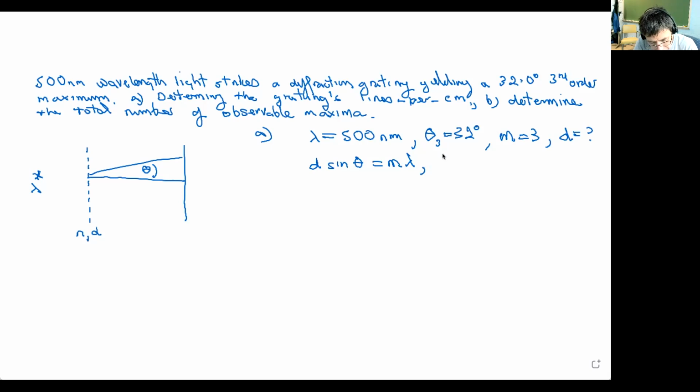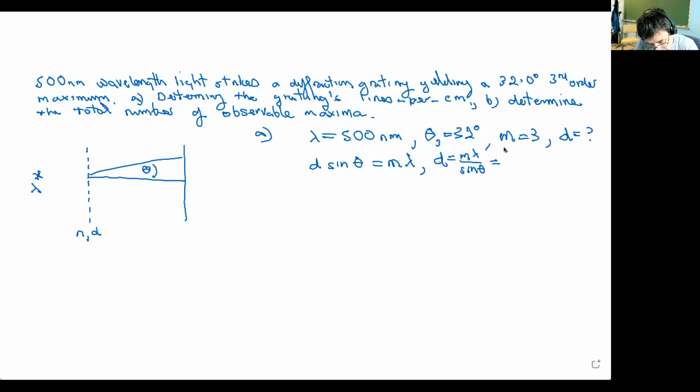In our case, we want to rearrange this equation for the spacing between the lines, the spacing between the slits. That's D, and D will equal m lambda over sine theta. Everything on the right-hand side now is known to us. So we can just fill in those quantities.